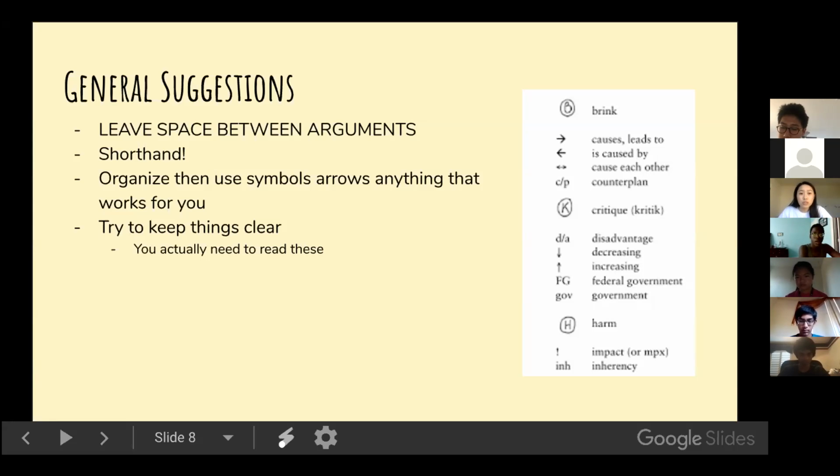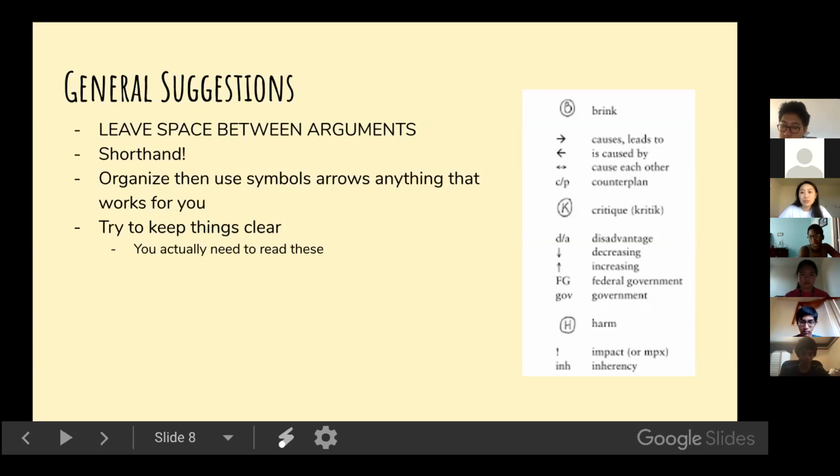Additionally, use different symbols, arrows, whatever works for you. On this right hand, I have an example of different symbols that can be used. Very common ones are the impact one, the counterplan one, the K, the DA. That's why so many things have such random words like CP, DA, FW, K. All of these things are so that when you're flowing, you don't take time.